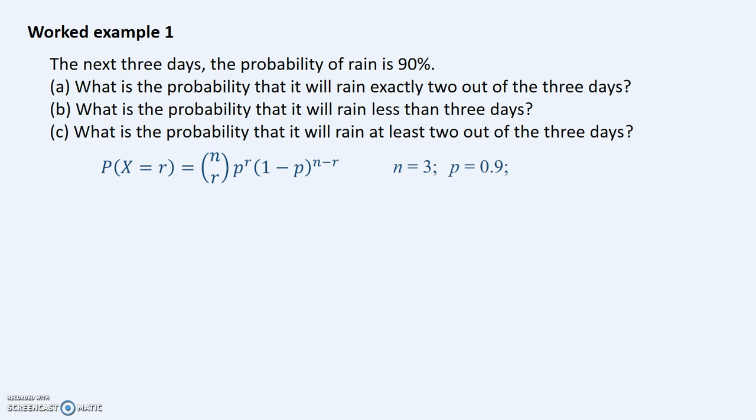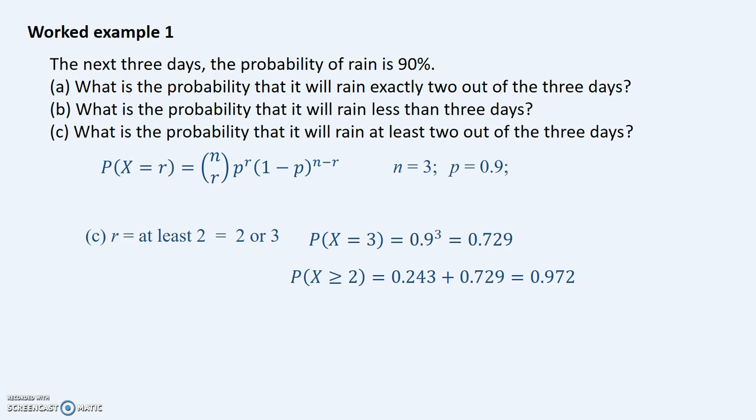What's the probability it rains at least 2 days out of the next 3? At least 2 means 2 or 3. So you've got 2 and you've got 3, so you add them together. You can also use the binomial CDF. That means less than 1, so 1 or 0. So this is not less than 1, so you have to use it like that.